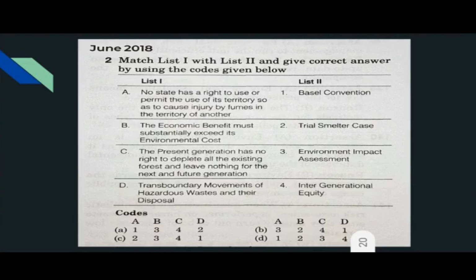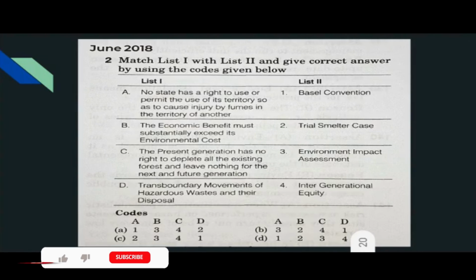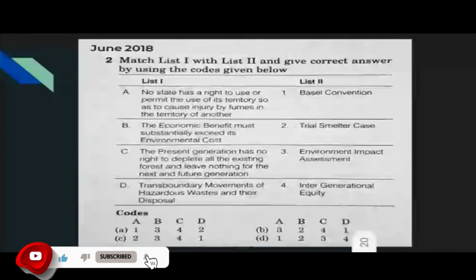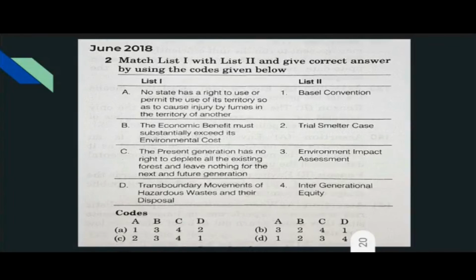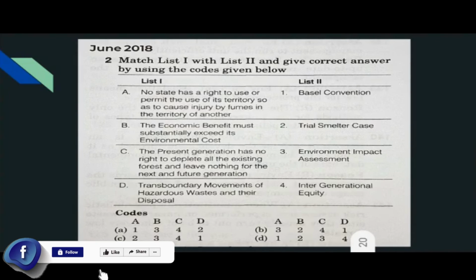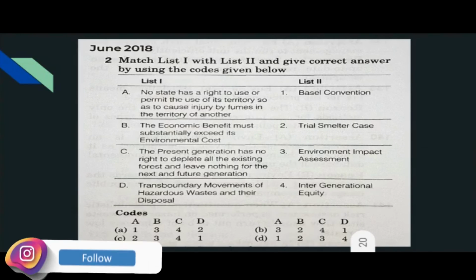First, A. No state has a right to use or permit the use of its territory so as to cause injury by fumes in the territory of another. So that is obviously the Trail Smelter case. We know that case. That is A2. So A2 comes in option C.